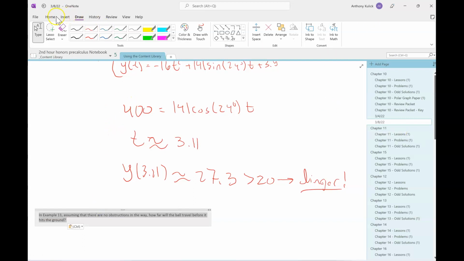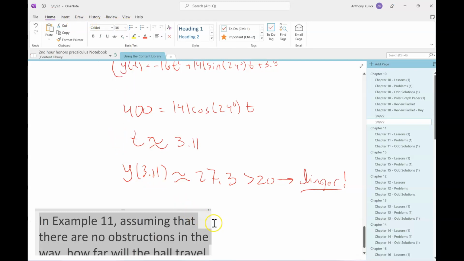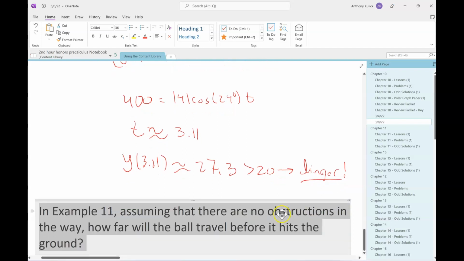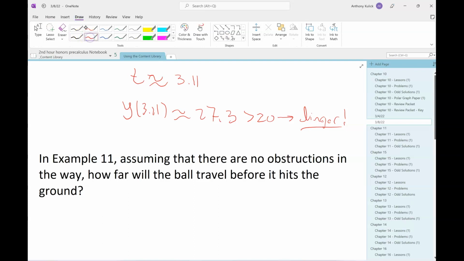Here's a more interesting question, though. Assuming that there were no obstructions in the way, how far will that ball travel before it hits the ground? So this is the reverse situation, right? We're going to solve for t using the y equation and then plug that answer into the x equation, right? So what height will the ball be when it hits the ground? 0, right?